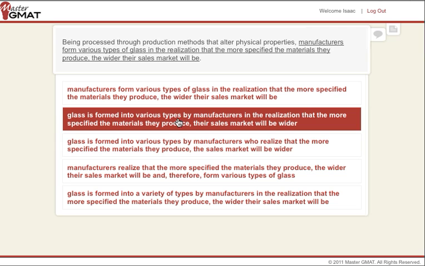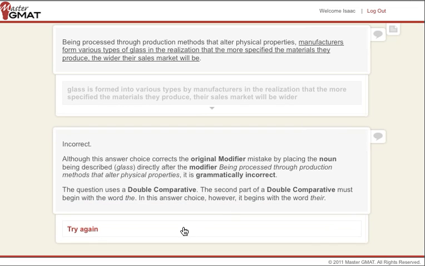Fine. So glass is formed into various types by manufacturers in the realization that the more specified the materials they produce, their sales market will be wider. Oops. Well, here what do we have? If you think this is the answer choice, let's just click on this, right? We see that it's actually incorrect. Why is it incorrect? Because we have what's called a double comparative, right? The second part of a double comparative must begin with the word the. In this answer choice, however, it begins with the word their, as we can see up here, right?